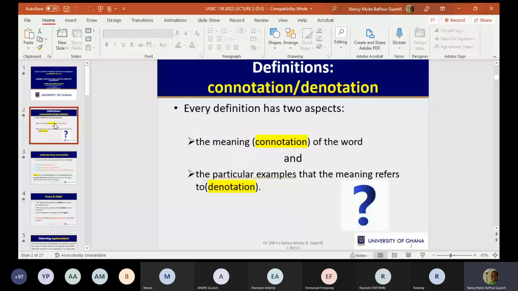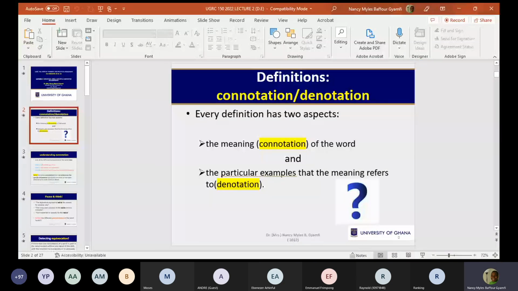Aspects of a definition, if you like. You see that we have learned the parts, definiendum and definiens. Don't confuse the parts, the head and the tail, with what it does, or some things that you can say about it. Okay? So right now on your screen, you will see connotation and denotation as two aspects of a definition, two things about definitions.